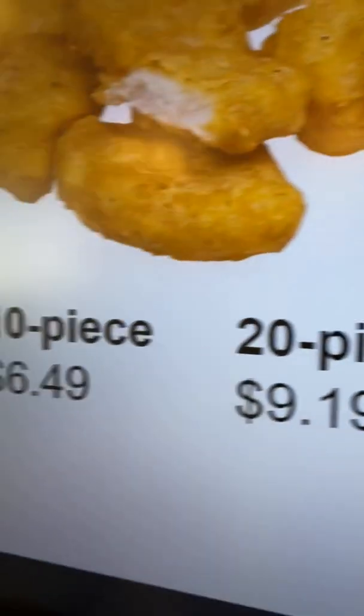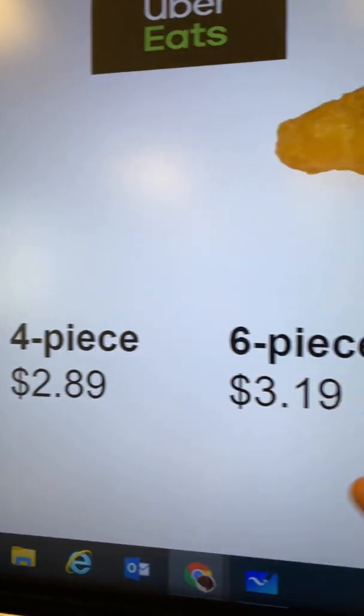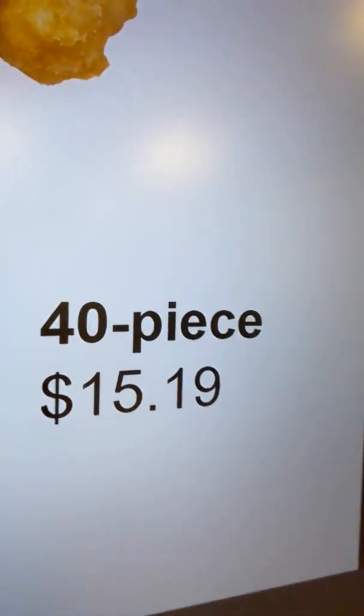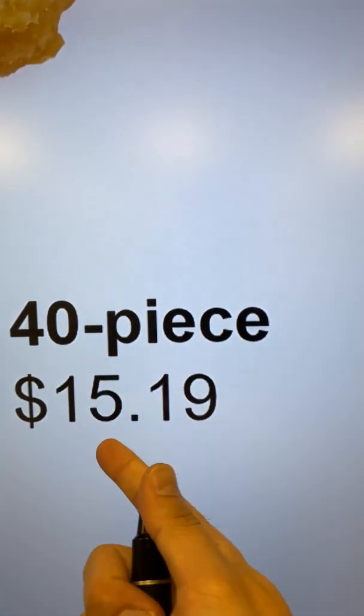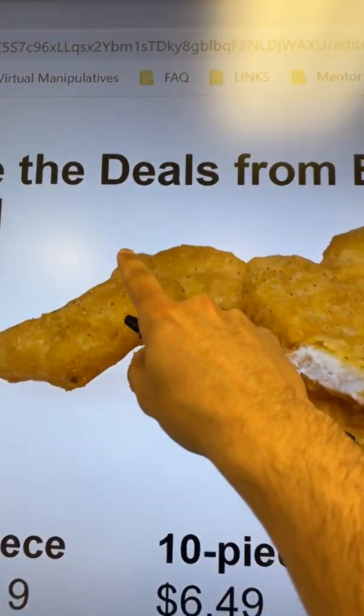And the goal of this problem is to figure out what is the best deal. So is the 4-piece the best deal, the 6-piece, the 10, the 20, or the 40-piece? So you can see the only information we have is the number of chicken nuggets you get and the price. So based on that information, how do you figure out what is the best deal?